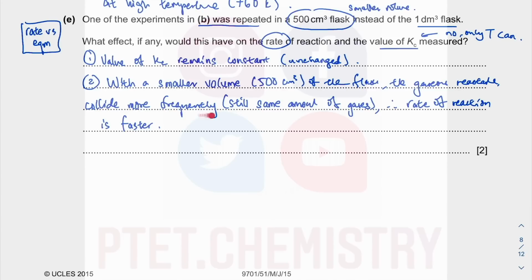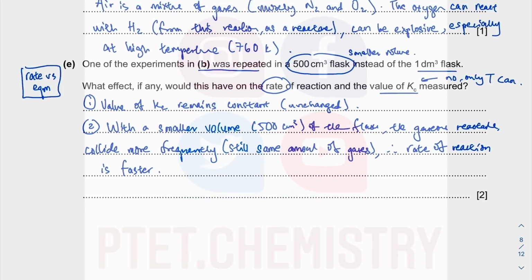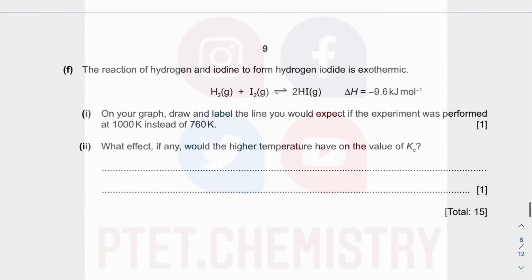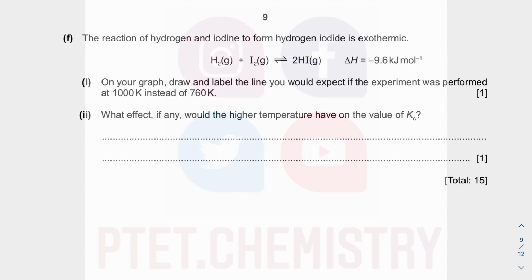Anyway, if you are in the theory paper, you'll be expected to talk about collision frequency based on the changes in volume. You'll be expected to talk about how only temperature can affect the value of Kc. They always ask this in an MCQ kind of question as well, yeah? So this is the last two questions on this paper 5 tutorial.